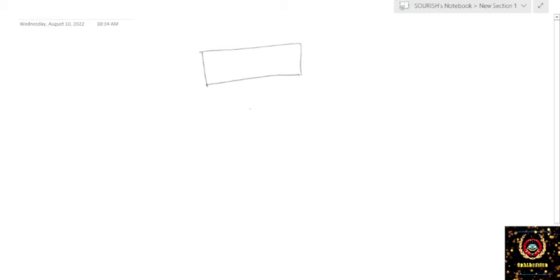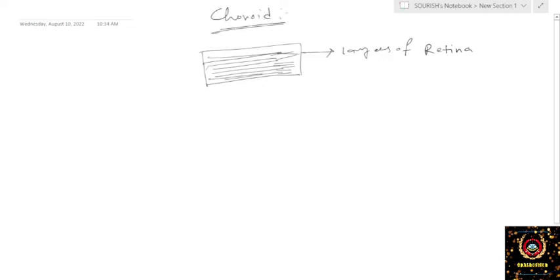From inside to outside, these are the layers of retina. So what we are doing? We are seeing choroid in detail. So these are the layers of retina. From these layers the optic nerve goes. Optic nerve forms here and that goes outwards.